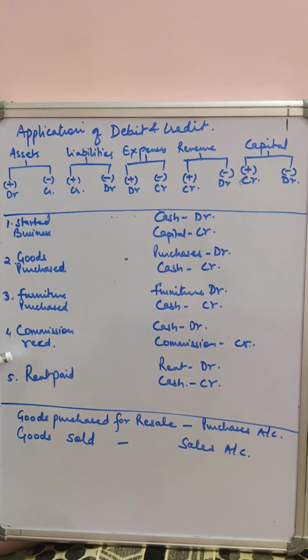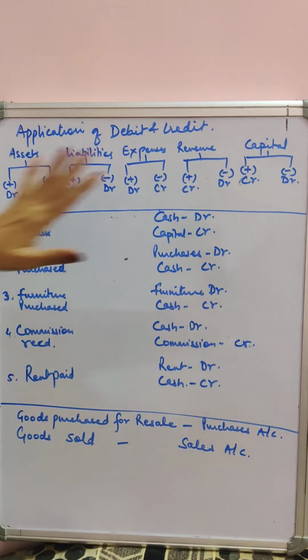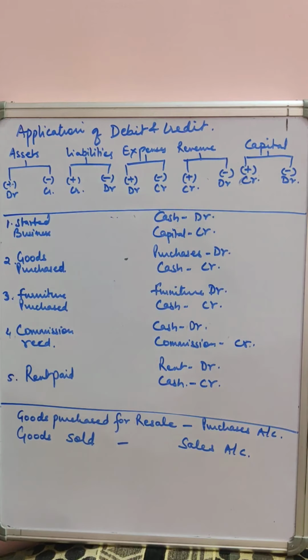Next, commission received. Commission received means it is an income. It will be part of your revenue. So when it is part of your revenue, what is increasing? Commission received, obviously you are going to get either in cash, through check, or directly in your bank account. So one is an asset, another one is revenue. Here we have two things. Nature of account is two: one is asset, another one is revenue.